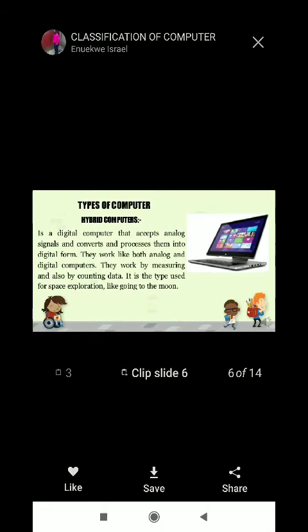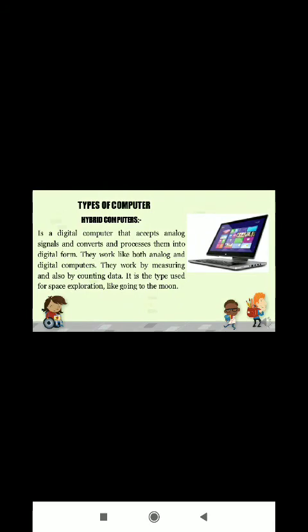Now the third one is hybrid computer. A hybrid computer converts analog signals and processes them in digital form. It means that a hybrid computer combines the desirable features of analog and digital computers. It is mostly used for automatic operations, so it works like both analog and digital. So it works by measuring and also by counting data. It is used for space exploration, like going to the moon.